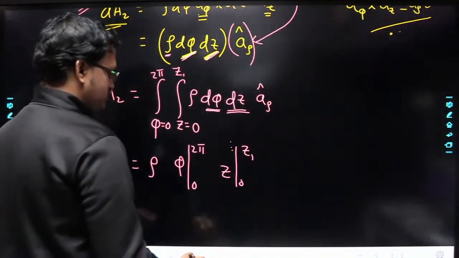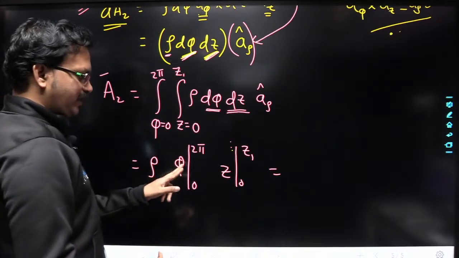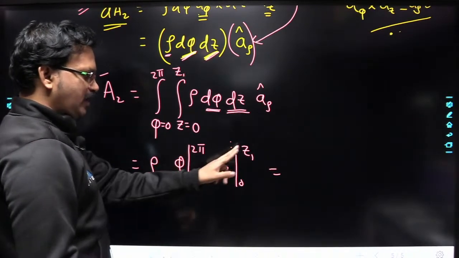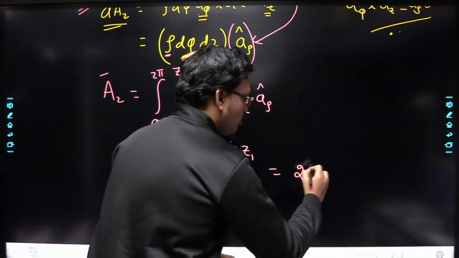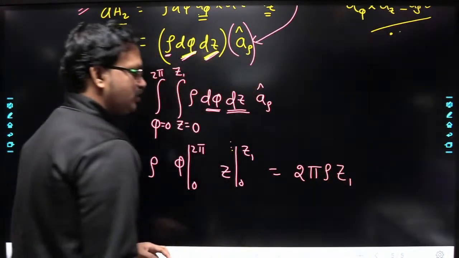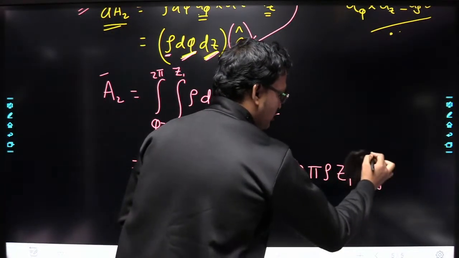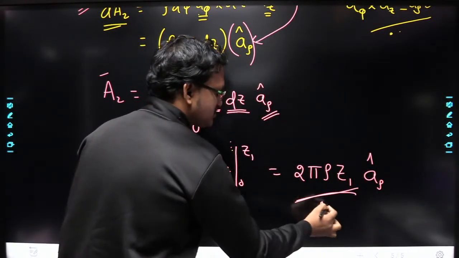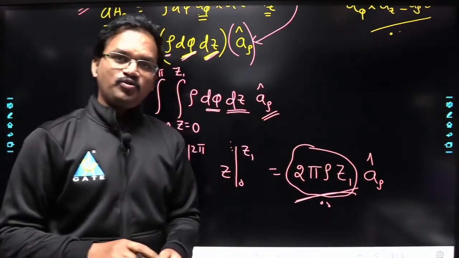Okay. So if you do this, what you are going to get here? Tell me. So rho into 2 pi. Here if you substitute, you are going to get 2 pi, and here you are going to get z1. So if you multiply this, you are going to get 2 pi rho into z1. And what is its direction here? Its direction is arrow cap. So what is this surface area? 2 pi rho into z1.